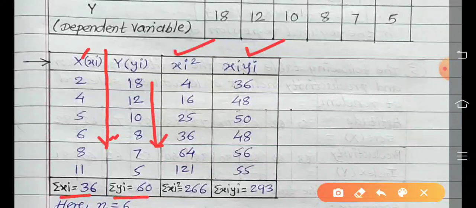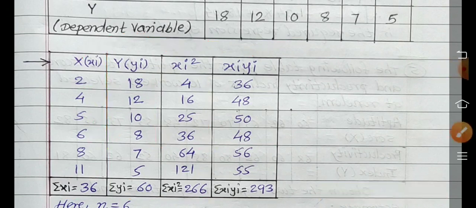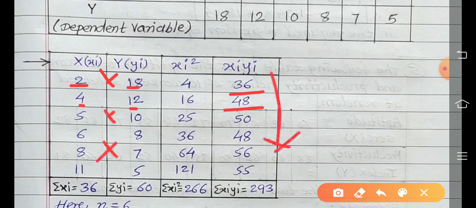Now xi square, so we are making the square of all x values: 2 square, 4 square, 5 square, 6 square, 8 square, 11 square, that we entered here, and we are making the addition, that is summation of xi square equal to 266. Now xi yi means nothing but the multiplication of these two values. So 2 multiplied by 18 is 36, 12, 4 are 48. In this way we are making the total multiplication, entering it in this last column and making the addition, that is summation of xi yi equal to 293.